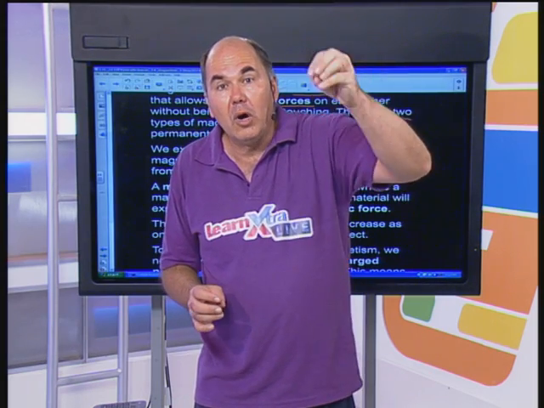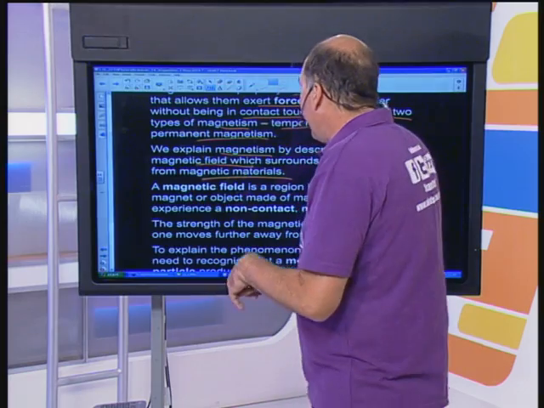So around a bar magnet, there is a magnetic field. There's a region in space. And if I bring something else that is magnetic, either another magnet or a magnetic material like iron or nickel or cobalt, those are the three main ones, into that area, it will be influenced by that magnetic field and will either be attracted or repelled. And so that's what we're saying.